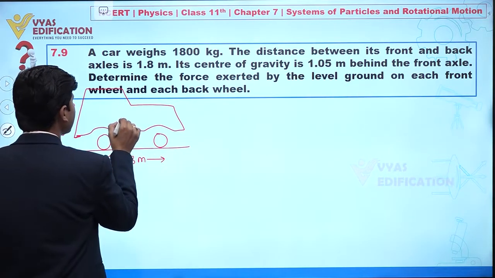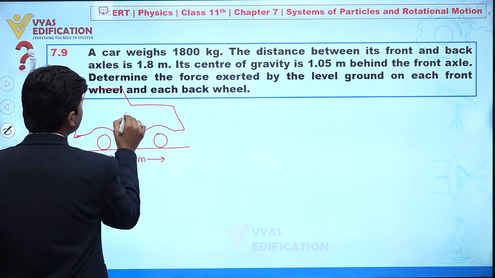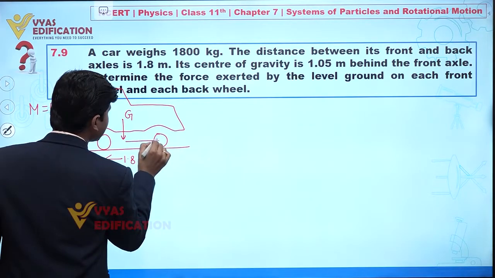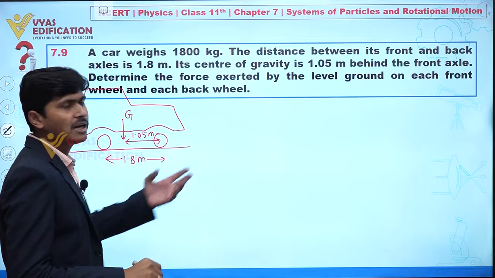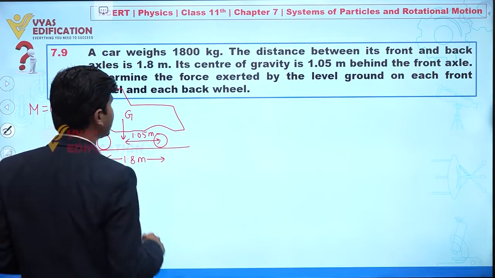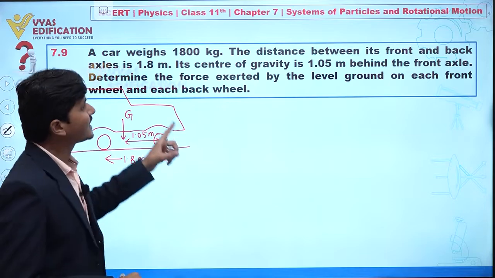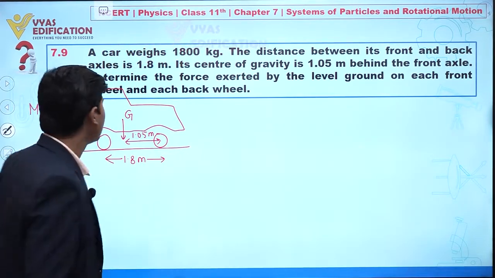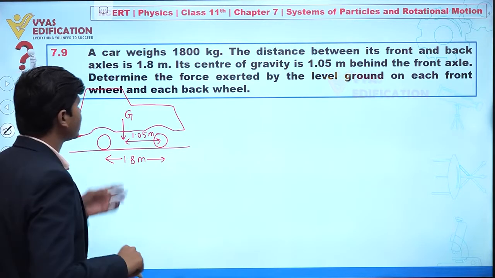So let's suppose I am taking center of gravity at this point. This is a point G, and it is given in the question that this lies 1.05 meter behind front axle. We can say this is front axle, this is back axle. Okay. So determine force exerted by level ground on each front wheel and back wheel. Clear? So now first let us try to understand what are different forces acting on this car.